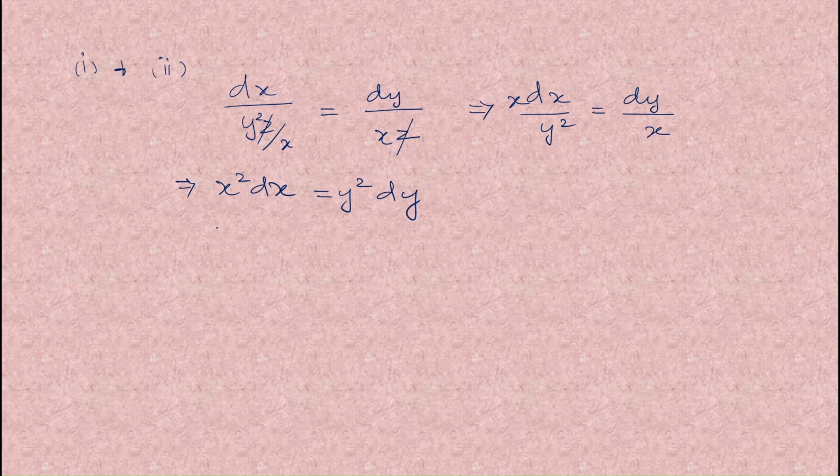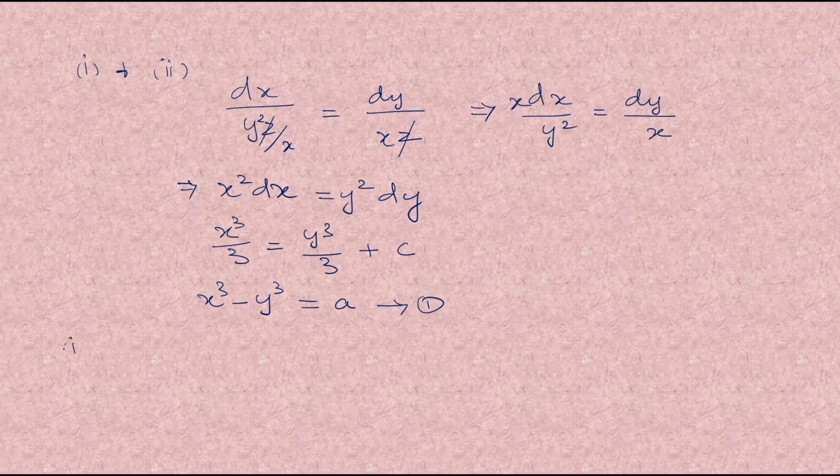Now we can easily integrate it using the variable separable method. While integrating, it gives x cube by 3 is equal to y cube by 3 plus some constant c. This gives x cube minus y cube divided by 3 is equal to c, which gives 3c, or otherwise we can name it as another constant a. So this is one solution.